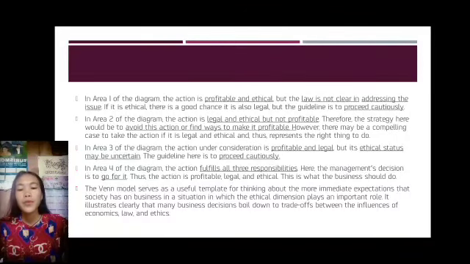And last, number 4. The action fulfills all 3 responsibilities. Here in the management decision, it is to go for it. Thus, the action is profitable, legal, and ethical.